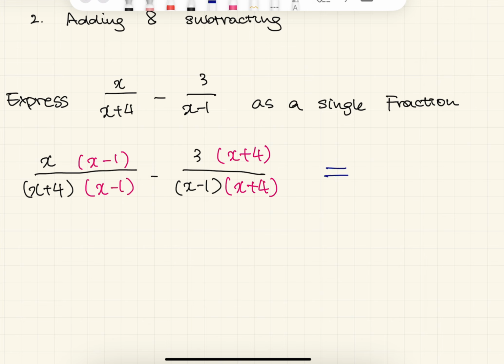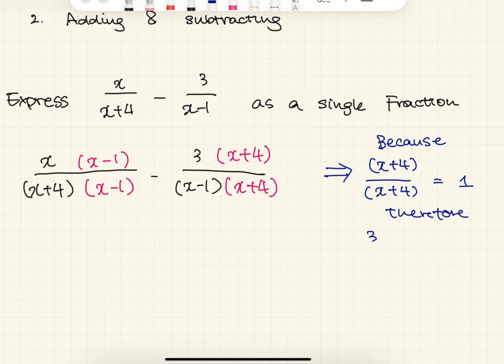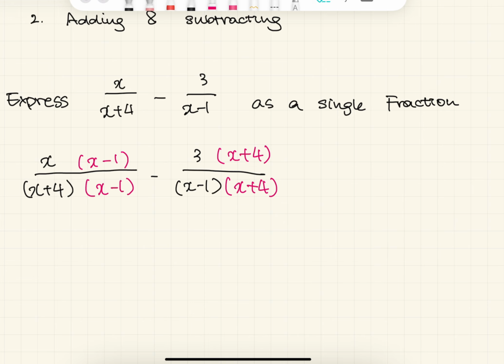Now, if you're wondering why this works, it is because if we, for instance, look at x plus 4 over x plus 4, when numerators and denominators consist of the same values, the fraction would equal 1. So here we're just multiplying by 1, and if you multiply a value by 1, it would not change its original value. Therefore, we're multiplying by 1, not just any random number.